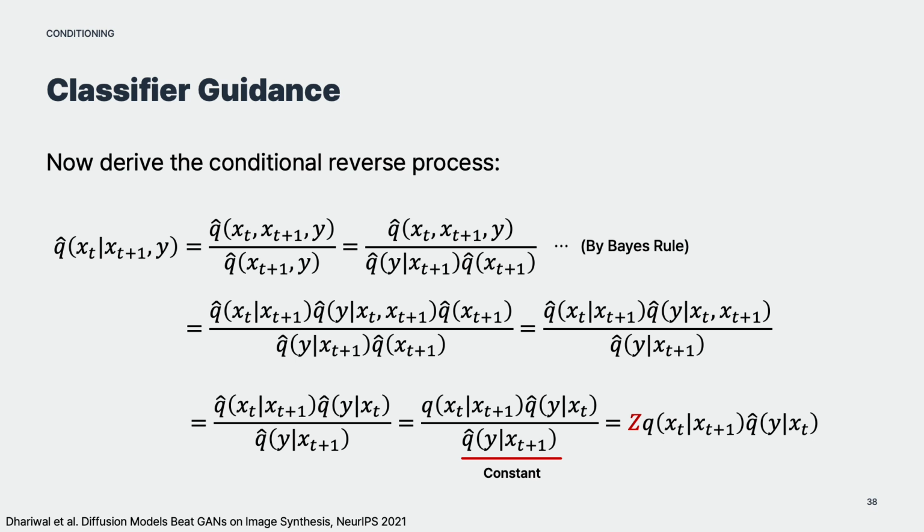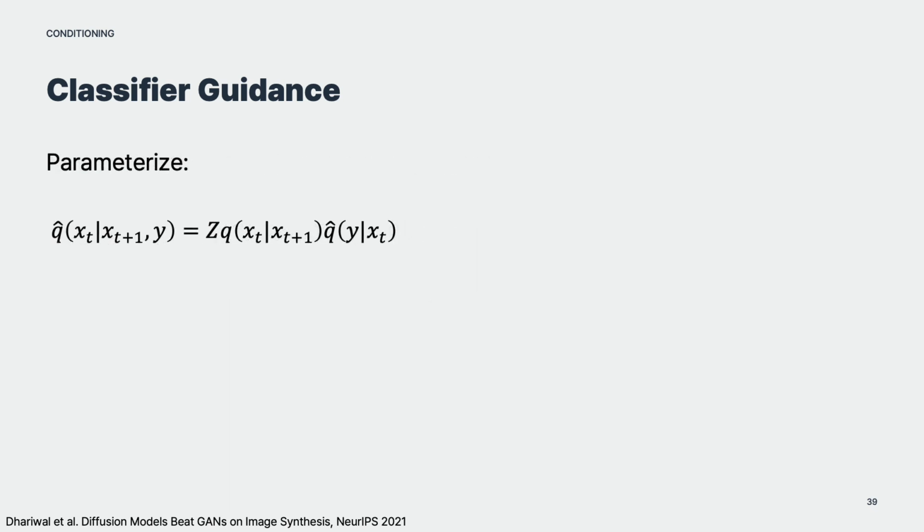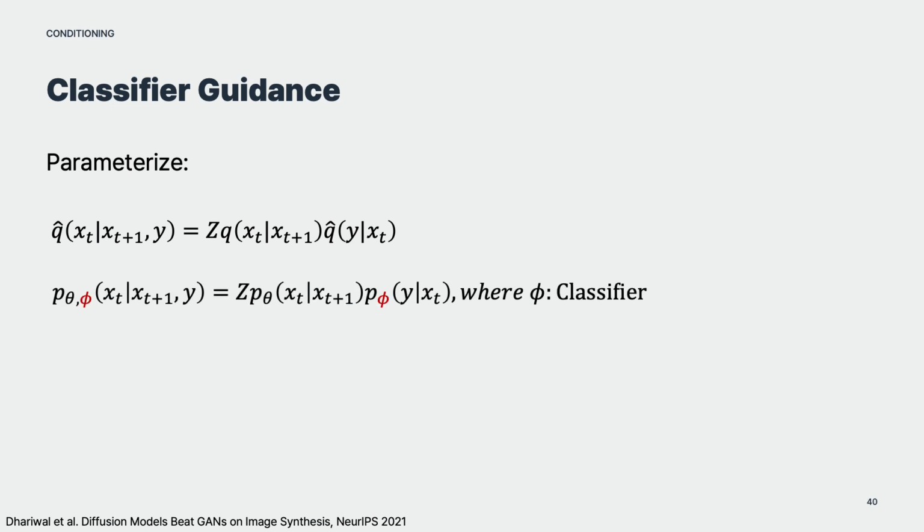Moreover, since we are currently interested in the distribution over xt, the classification distribution involving xt plus 1 becomes a constant and can be replaced with constant z, allowing us to pull it out of the expression. Now let's proceed to parameterize this expression. As we typically do, we use a denoising parametric model denoted by theta for the reverse process. Additionally, to handle the final term, we incorporate a classifier pi.